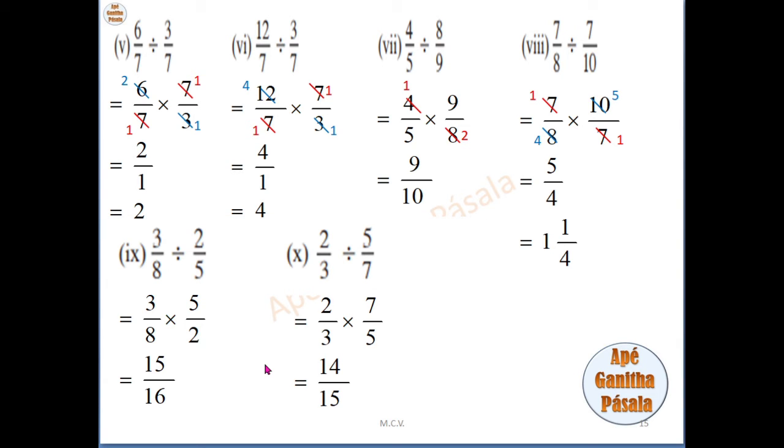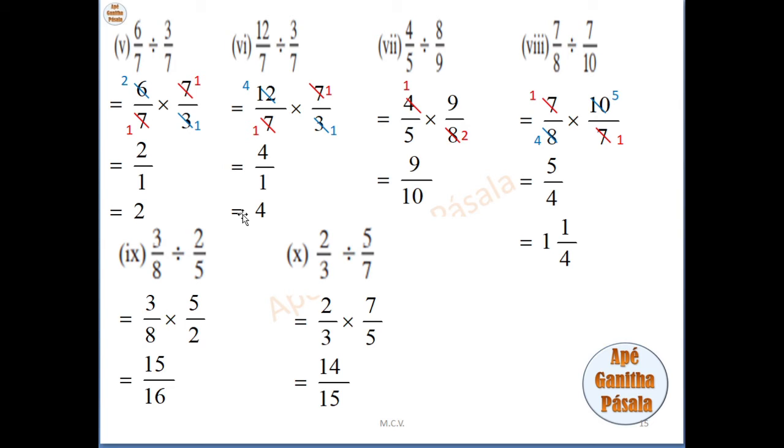Now, using blue color I have marked, you can cut that denominator 3 with the numerator 6. 3 divided by 3, 1. 6 divided by 3, 2. Using red color I have marked 7 can be cut with 7. 7 divided by 7, 1. 7 divided by 7, 1. 2 multiplied by 1, 2. 1 into 1, 1. No need to write denominator 1. So the answer is 2.